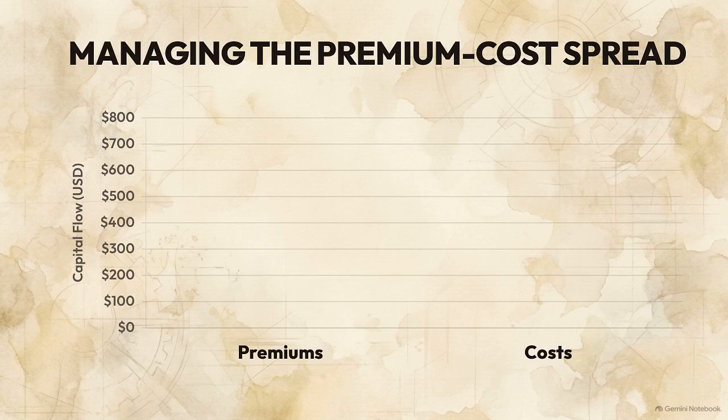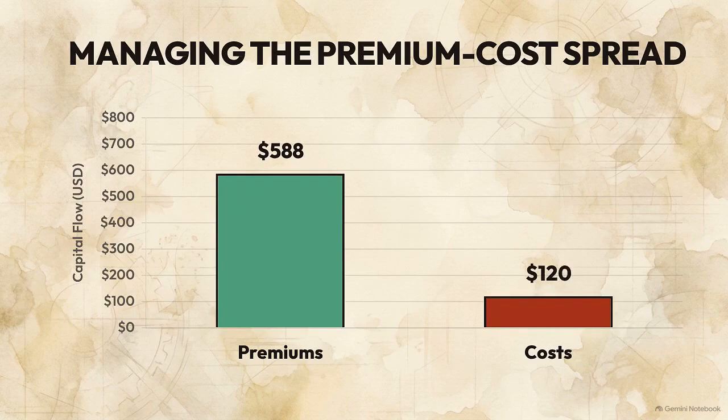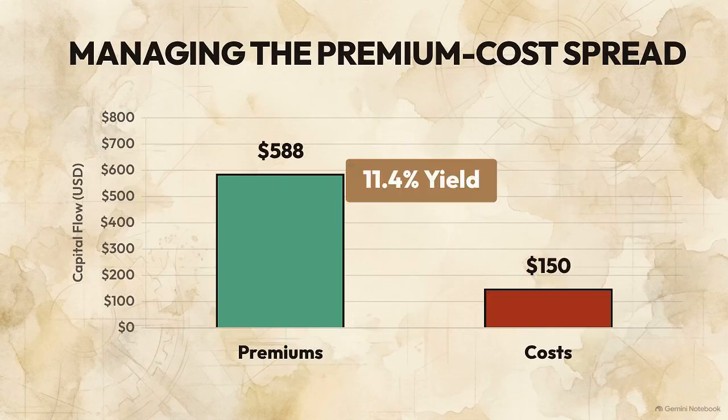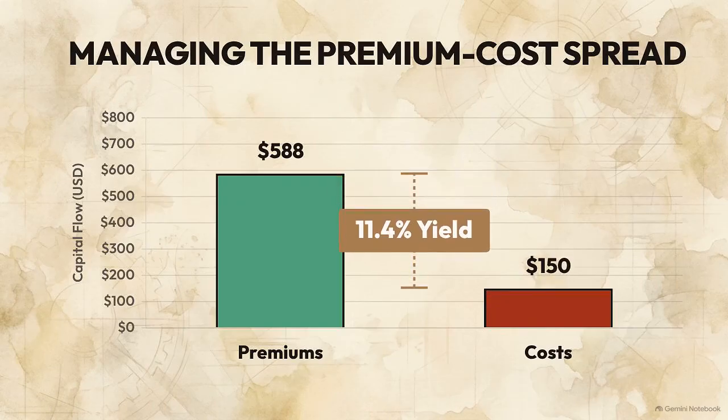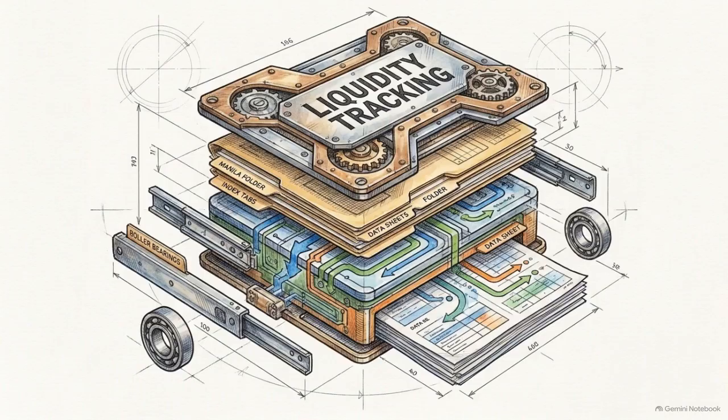Against required capital, the total yield reached 11.438%. This double-digit return is the result of managing the specific spread between premiums collected and the costs associated with replacing or maintaining the underlying stock. Standard accounting metrics can be misleading here, as they often fail to track the immediate liquidity generated by selling options.